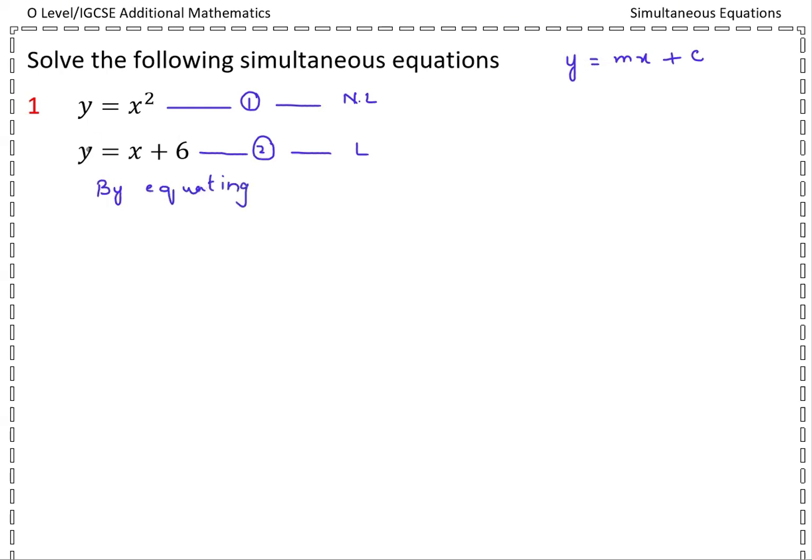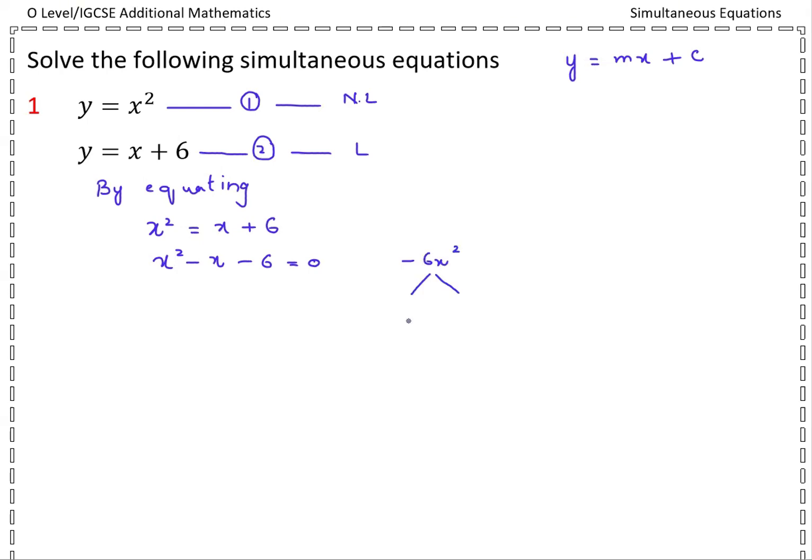As we have here y is equal to x squared and y is equal to x plus 6, we can simply write x squared is equal to x plus 6. X squared minus x minus 6 is equal to 0. Now we'll solve this equation by factorization. We'll use middle term breaking. We'll multiply x squared by minus 6, so we will get minus 6x squared.